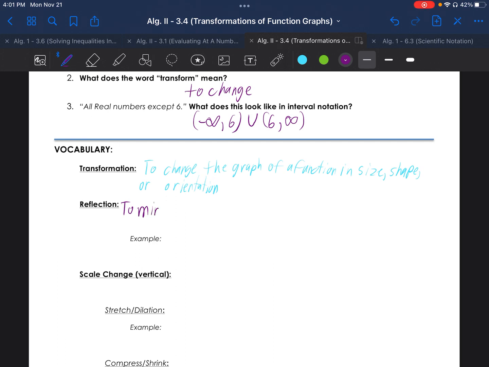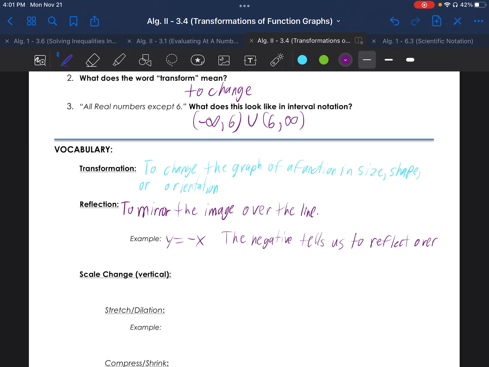A reflection is going to be to mirror the image over the line. For an example, y equals negative x. The negative sign tells us to reflect over the x-axis.